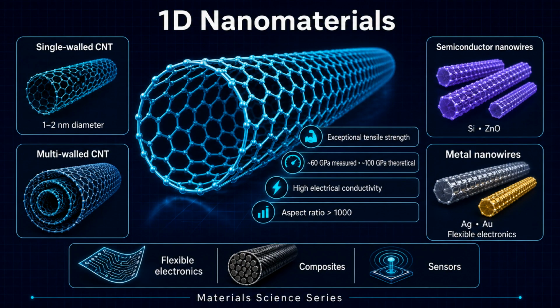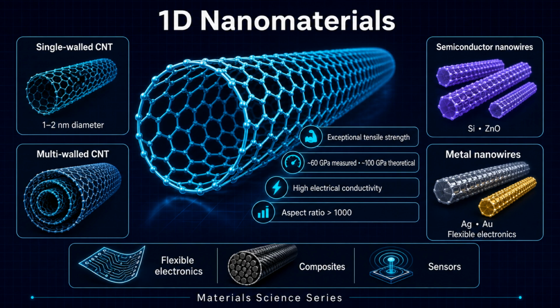One-dimensional nanomaterials extend in one direction while being confined in two. Carbon nanotubes are the most famous example. They're essentially rolled sheets of graphene and can be single-walled or multi-walled. Single-walled carbon nanotubes are just 1 to 2 nanometers in diameter, but can be centimeters long.